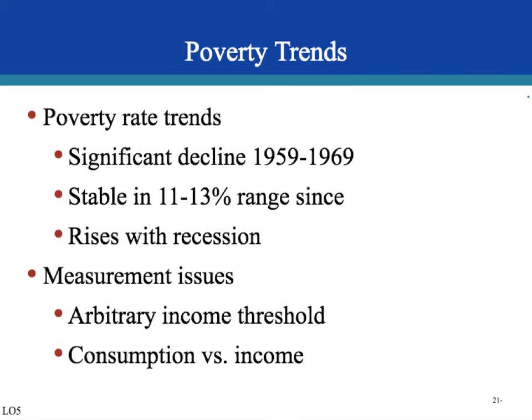Poverty started declining in 1959, and it declined all the way through 1969 and then stabilized in the 11 to 13% range. And of course, with recession, it does rise. So in the Great Recession, as we saw in 2011, it was 15%.